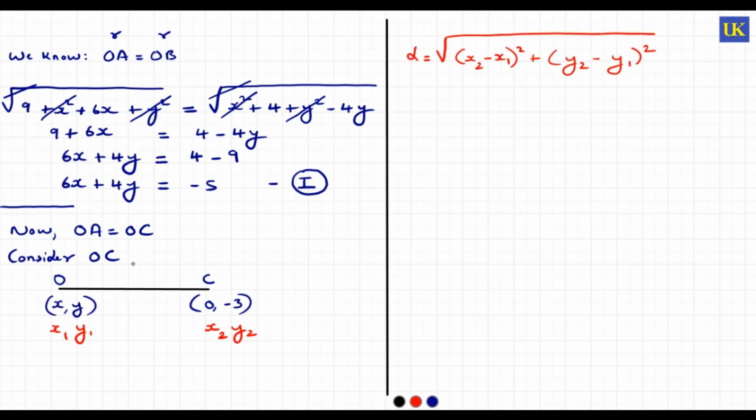Now we will find the distance of OC. I have written the coordinates of O and C. O, as usual, I have taken as x1 y1, and the C coordinate I have taken as x2 y2, and this is our distance formula. We are going to find the distance of OC now. We just have to input the values of x1, x2, y1, y2. So x2 is 0, x1 is x square plus y2 is minus 3 minus y1 is y square. Now we will calculate this further.